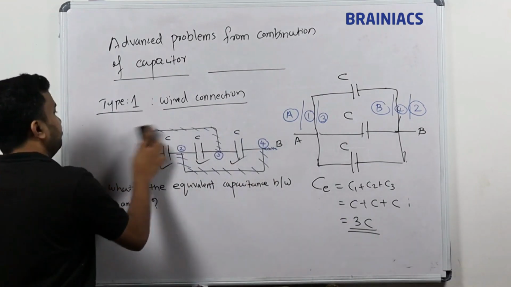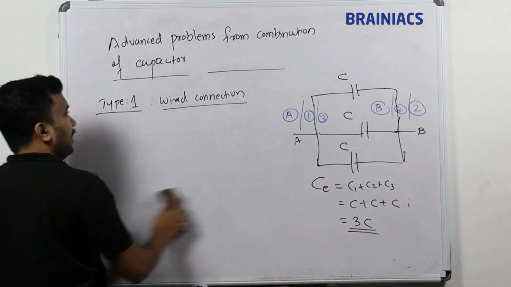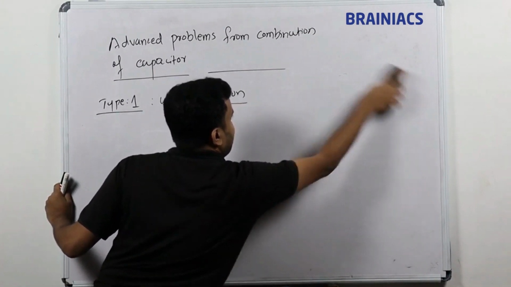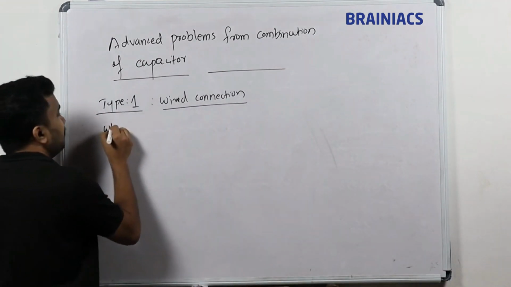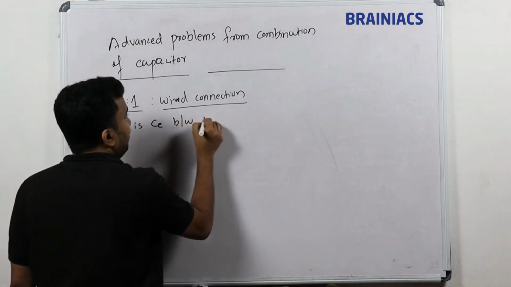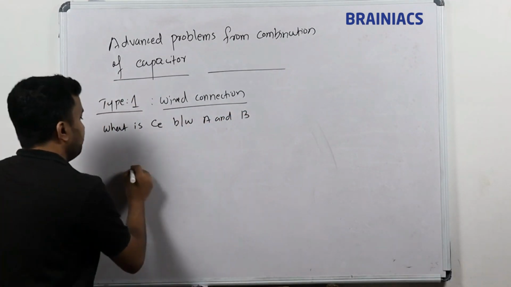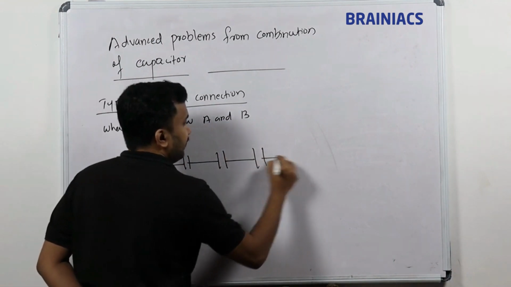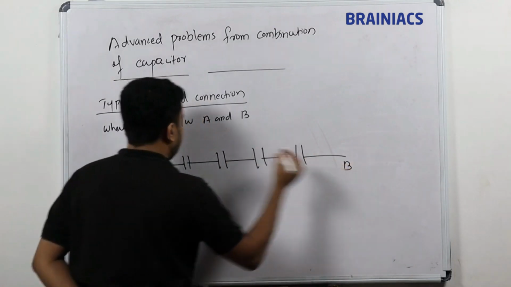Okay. So good. This is just one model I will describe. We will see one more model. One more example we'll see. The same question. I need to repeat the same question. What is C equivalent between A and B? Between A and B, I want to find out the equivalent capacitance. So I'll connect like this. So this is A and this is B.